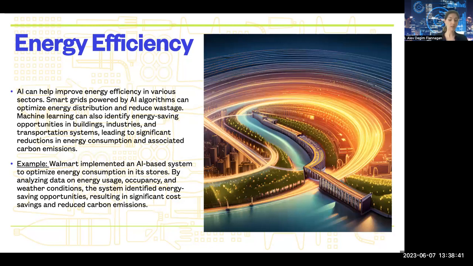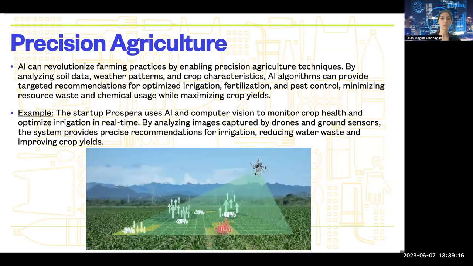and associated carbon emissions. This is very important to think about, how we have our carbon footprint on the world and how we can reduce this just by using some algorithms and maybe just having the data to know how we are using energy and how we're consuming energy and making it more efficient. An example for that is Walmart, which implemented an AI-based system to optimize energy consumption in its stores. And so it analyzed data on energy usage, occupancy, and weather conditions. So that was another example.